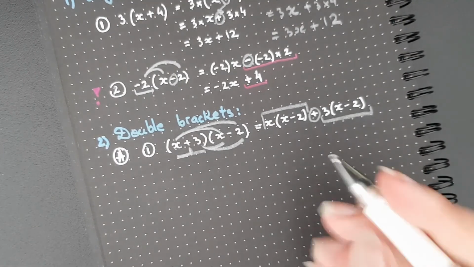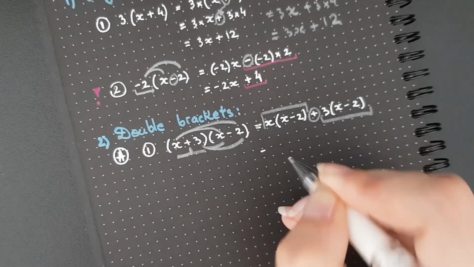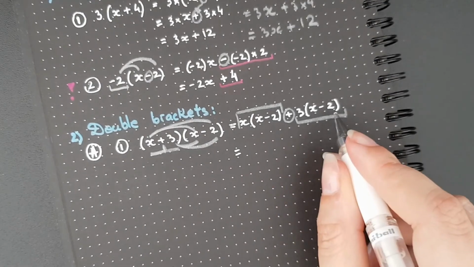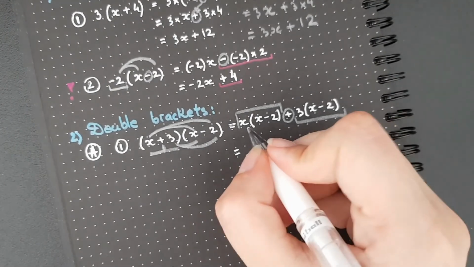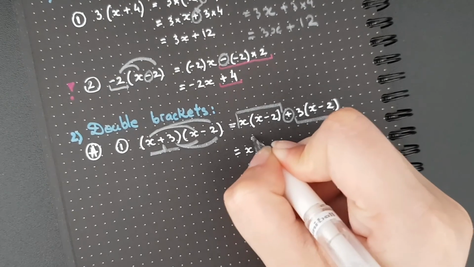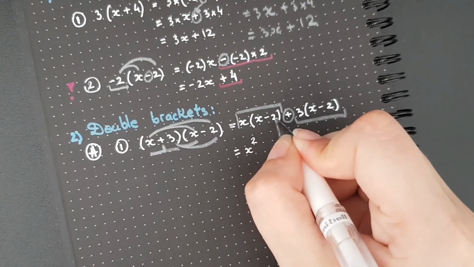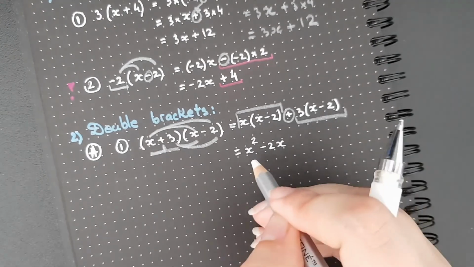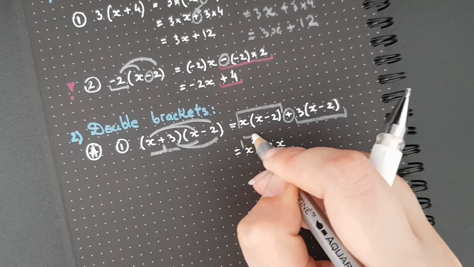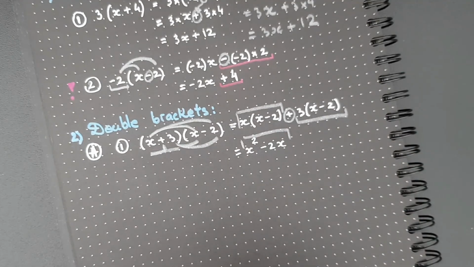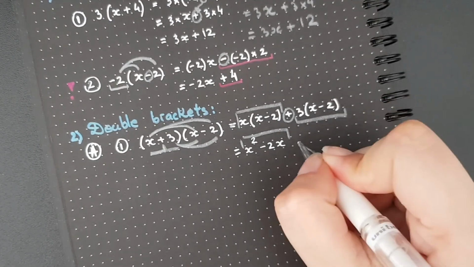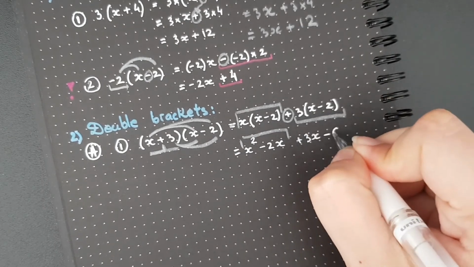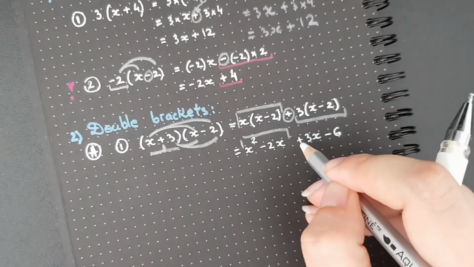So there's nothing incredible or no magic that happens over here. It just becomes 2 single brackets, which is fine. So I do x times x, which is x squared, and I do x times negative 2, which is negative 2x. So that's my first bracket. And then I do 3 times x, 3x, and then I do 3 times negative 2, negative 6. This is my second bracket.